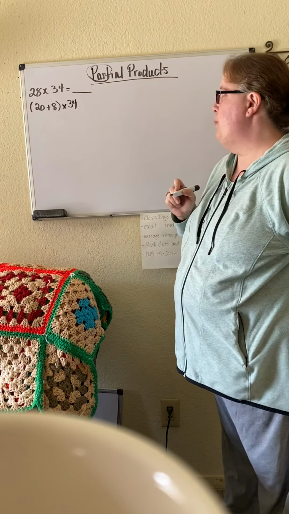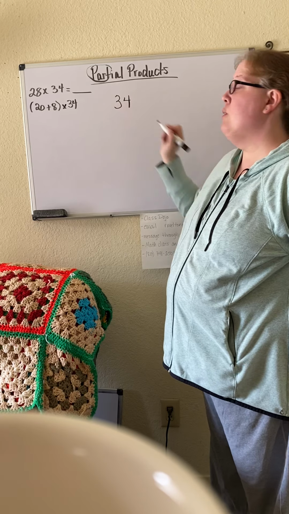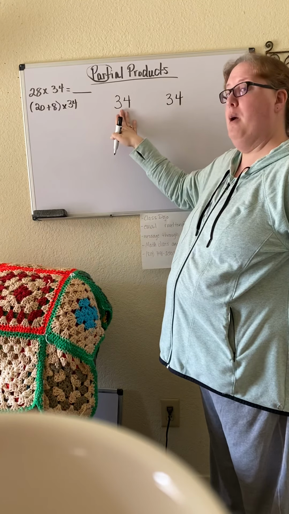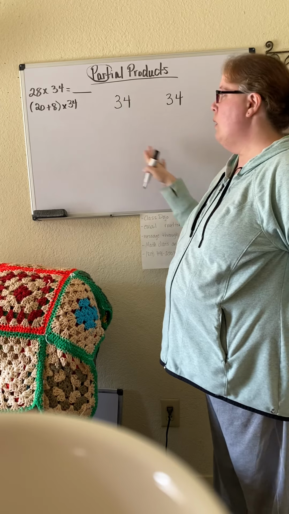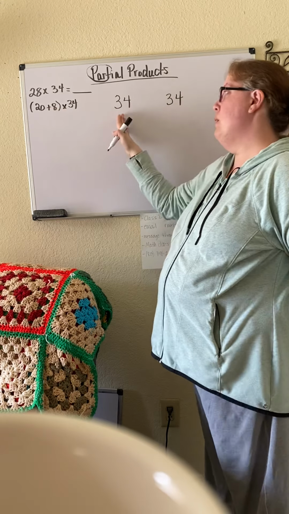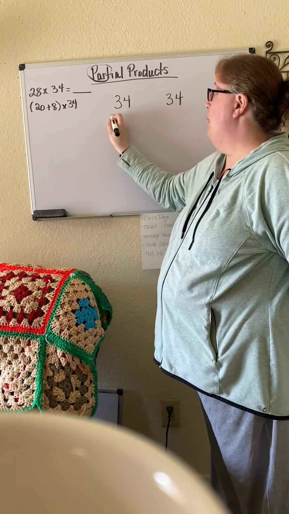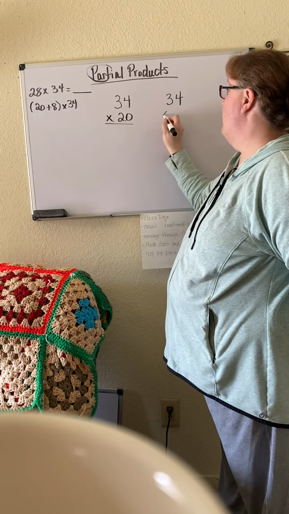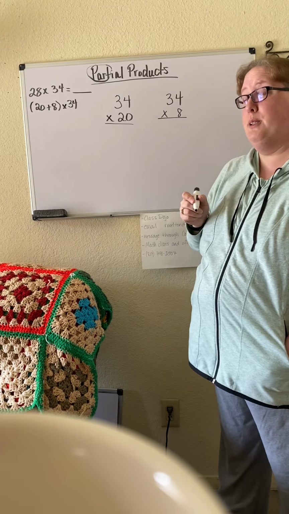So what I'm going to do is I'm going to take the 34 and I'm going to write it twice. Okay, this will become part of my answer. This will become part of my answer. Now that I've broken this up into place value, I take those two numbers and I put one under each 34. So I'm going to take the 20 and I'm going to take the 8. Now I'm going to do both of those answers.